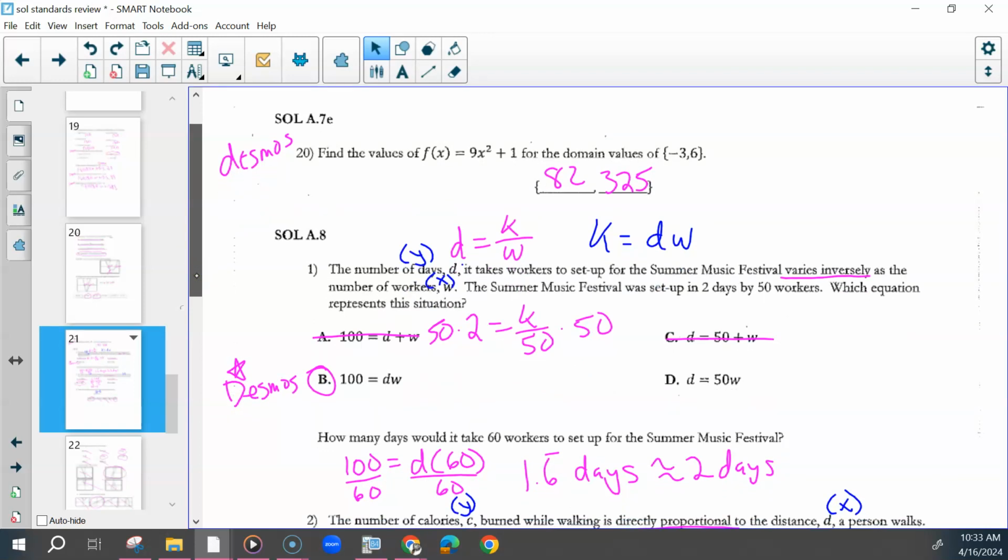For 7E, this is really evaluating, but you're given domain or x values, and you have to find your y values. So if you put each x in, you get 82 and then 325.